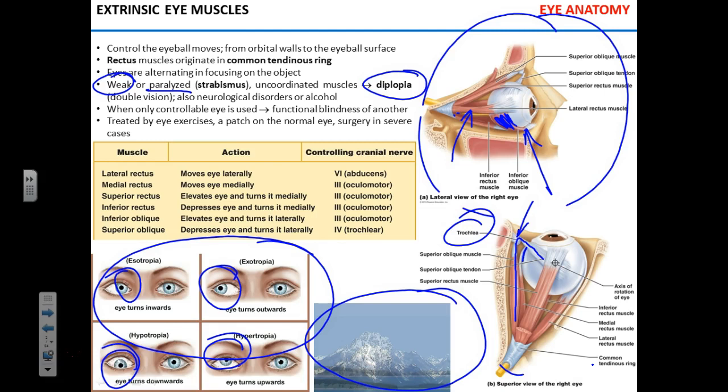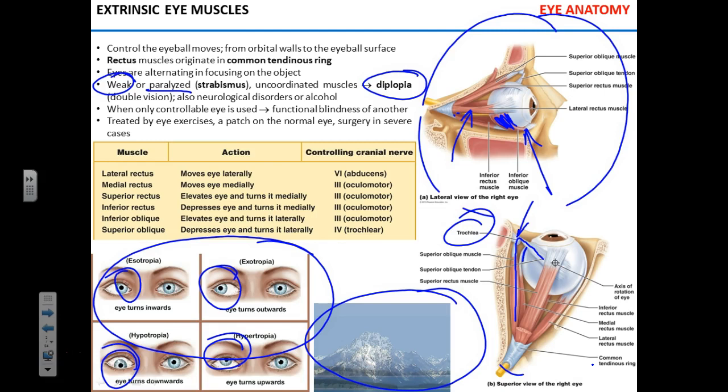So, think about this, if it's paralysis, you can't treat it. But if it's a weak muscle, then you can. All you have to do is put a patch on a healthy eye. So you're kind of forcing your weak eye to start moving around properly. And you can train those muscles. Okay?